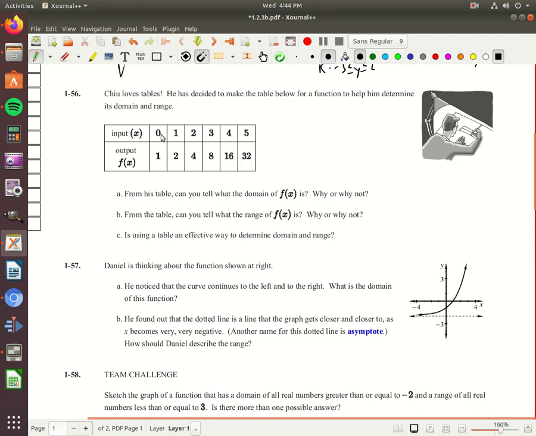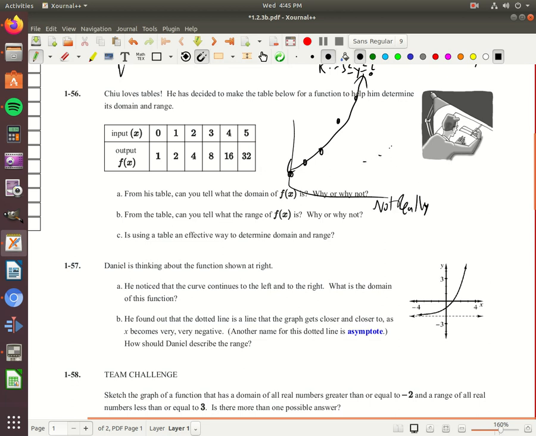Well, it's a little bit difficult, right? I mean, it looks like it could be 0, 1, 2, 3, but I don't know. Is it 0, 1, 1, 2, 2, 4, 3, 8, 4, 16, 5, 32? Or is it a curve? Is it everything in between, right? Does it go negative? I don't know. It's hard to tell by the table. So can you tell what the domain is? Not really. I'm kind of guessing, right?